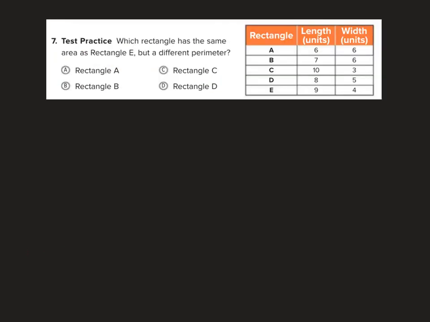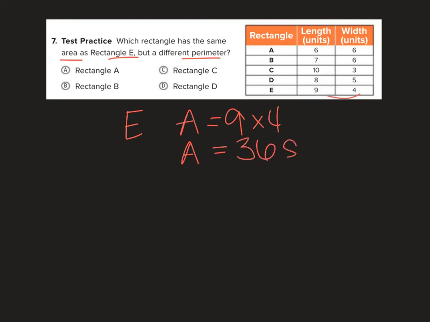Test practice. Which rectangle has the same area as rectangle E, but a different perimeter? So 9 times 4, so for rectangle E, the area is 9 times 4. So for rectangle E, we would get 36 square units.